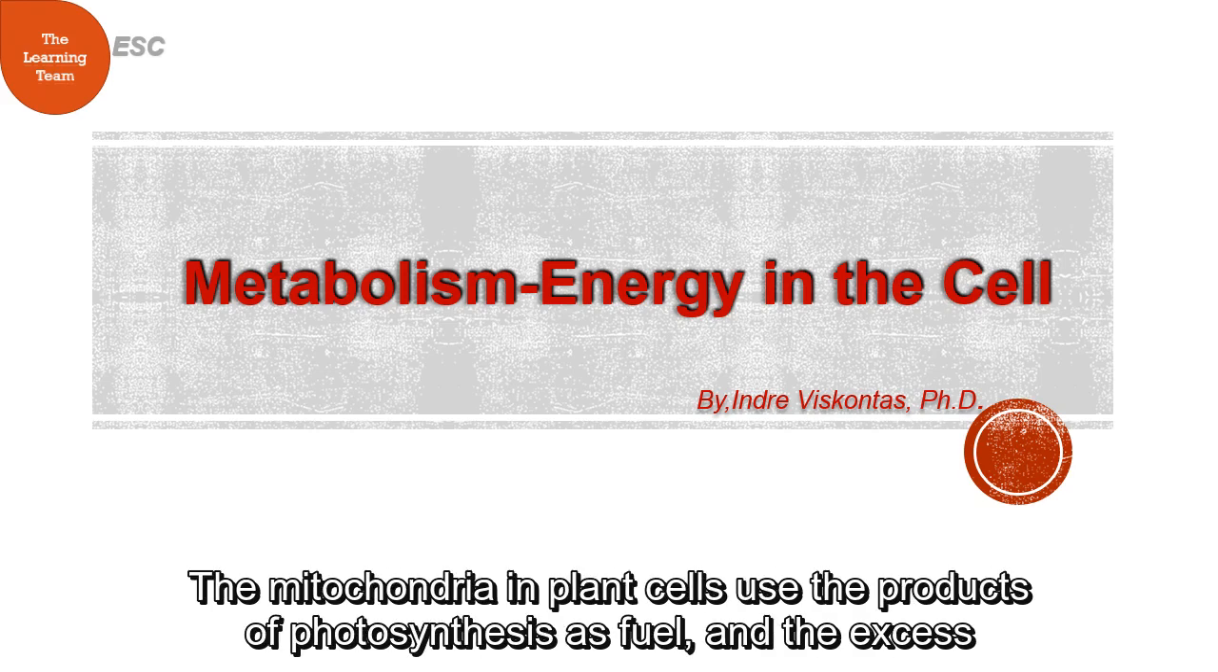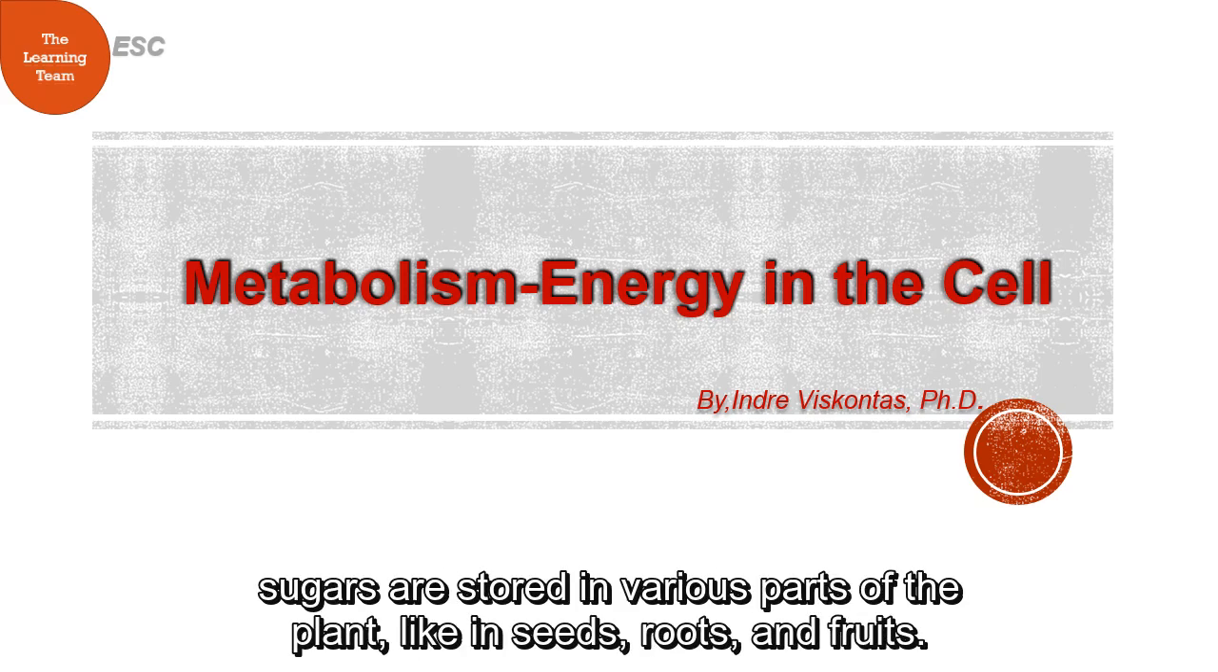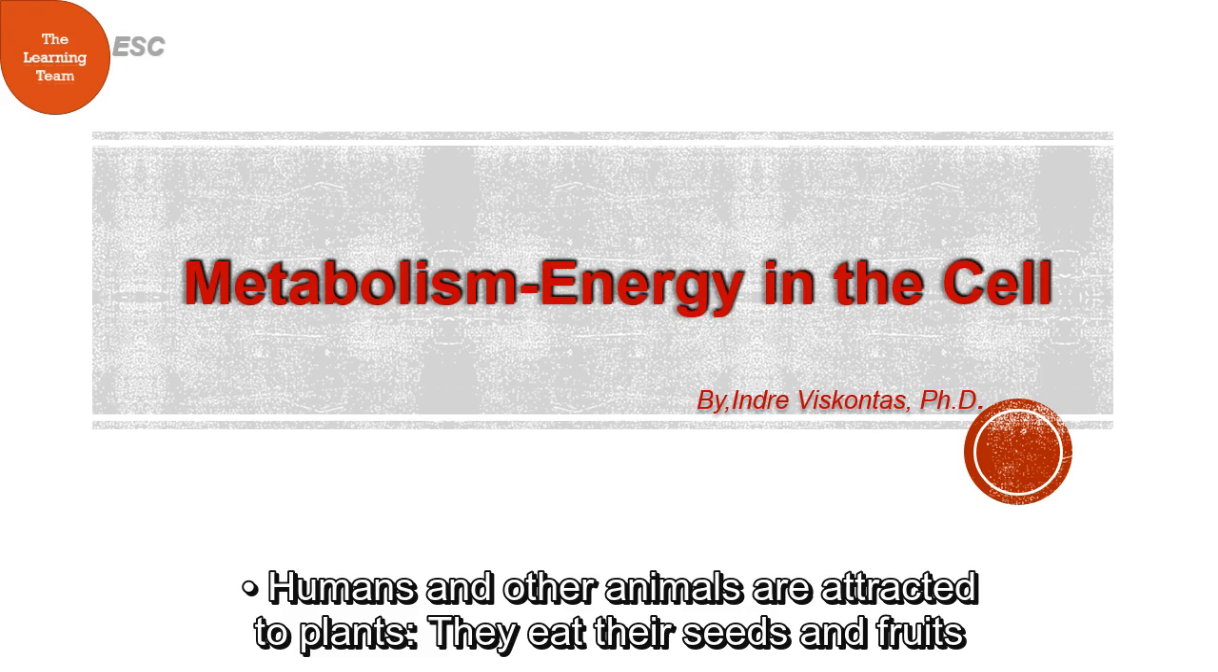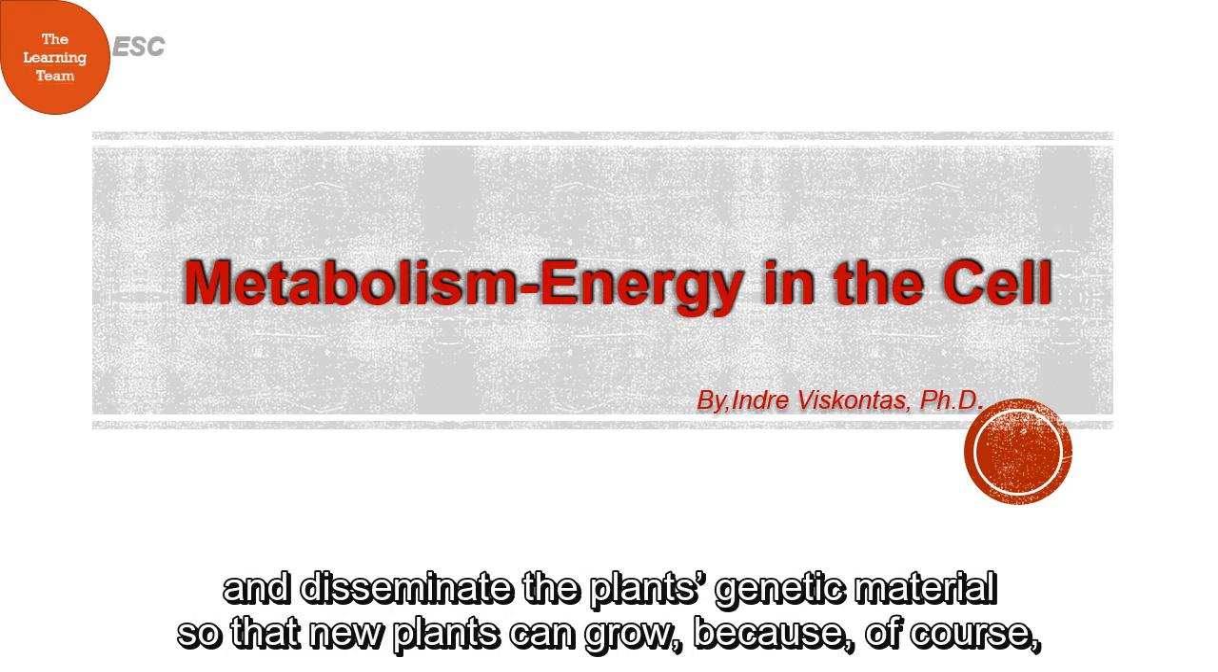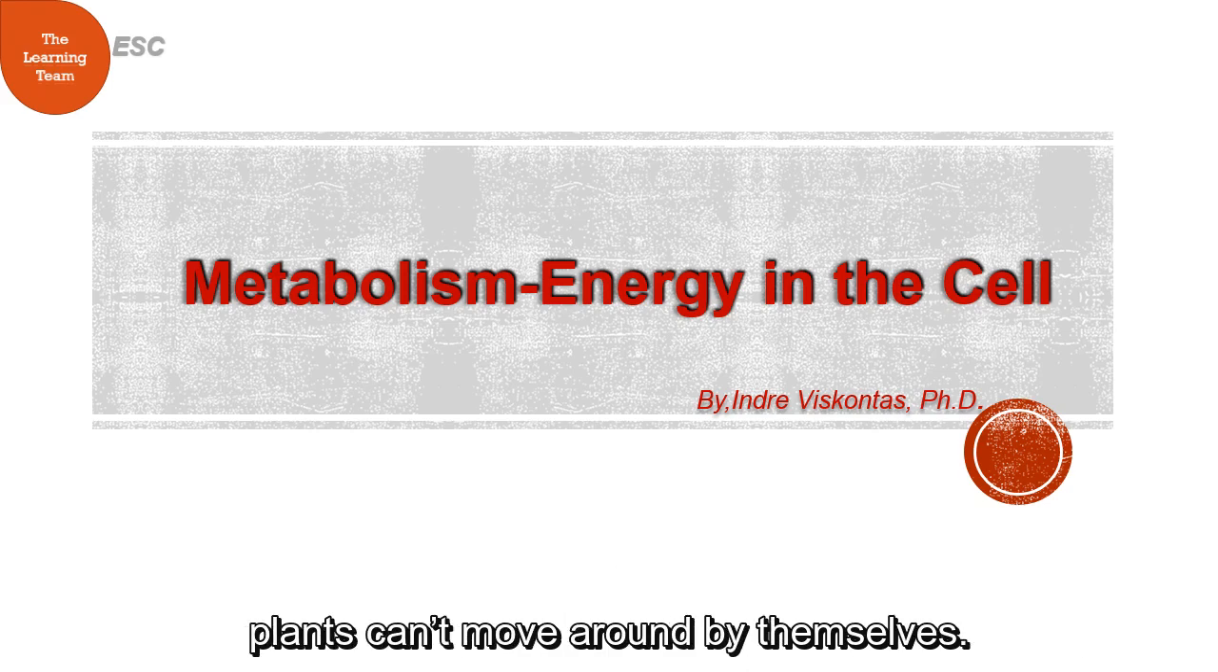The mitochondria in plant cells use the products of photosynthesis as fuel, and the excess sugars are stored in various parts of the plant, like in seeds, roots, and fruits. Humans and other animals are attracted to plants. They eat their seeds and fruits and disseminate the plant's genetic material so that new plants can grow, because, of course, plants can't move around by themselves.